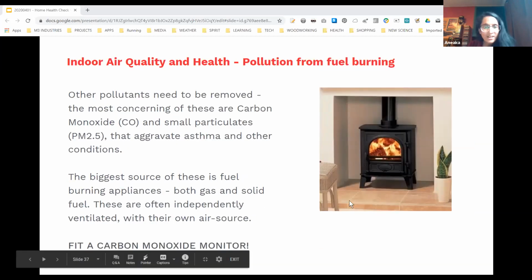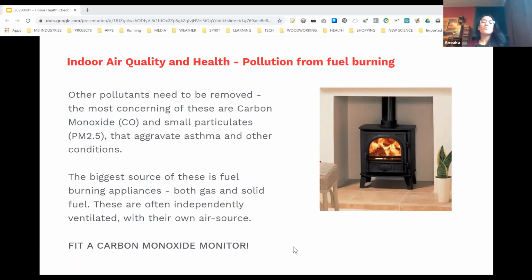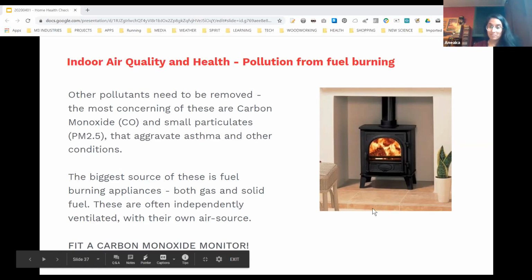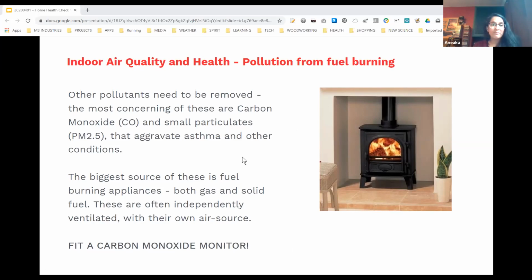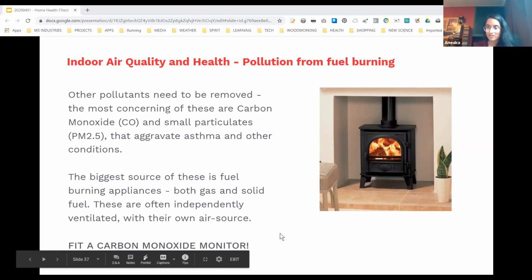Okay, I'll carry on. As well as moisture, there are other indoor air pollutants that we're thinking about. If you've got a fuel burning appliance in your home, either a wood burner or a gas stove, you have to make sure there is ventilation in those rooms. You can get particulates that can aggravate things like asthma and other conditions. If anyone's got a wood burning stove, make sure that you have a carbon monoxide monitor and it's got its batteries in and it works.